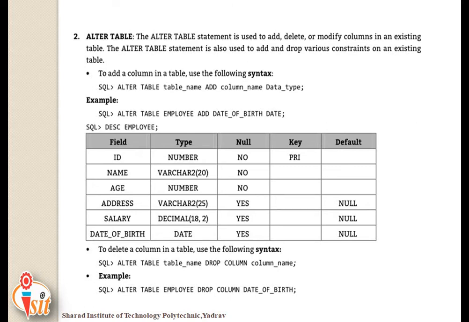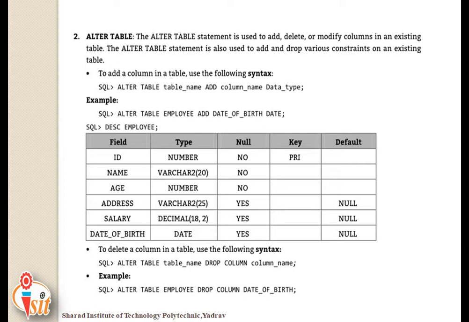Now the second command is alter table. What is the meaning of alter table? The alter table statement is used to add, delete or modify columns in an existing table. The alter table is also used to add and drop various constraints on an existing table.